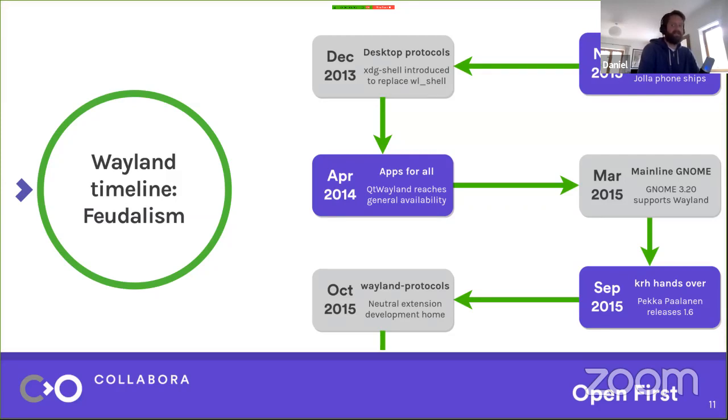By 2015, GNOME are supporting Wayland in mainline. And at that stage, Christian has quietly stepped away from his role as the founder, the primary developer, the release manager, and he's handed over to Pekka, one of the Collabora developers, as the first release manager who wasn't Christian.